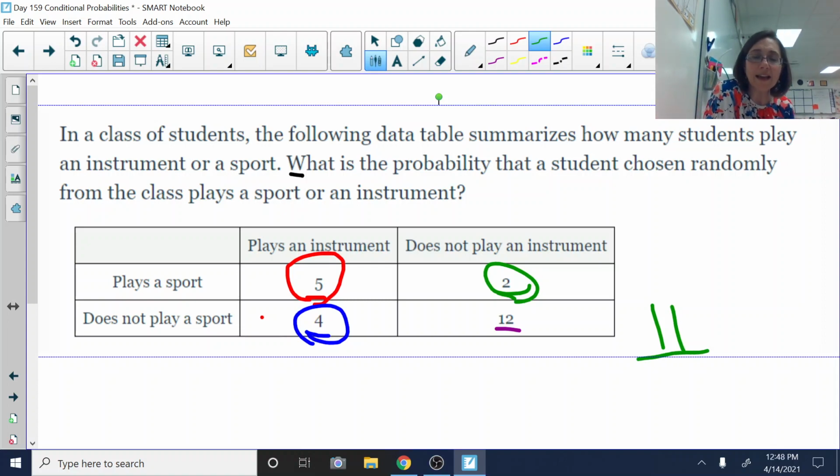Now, how many kids are in this class? There's those 11 that I have circled, but then there's also those 12. So if you count those up, 11 plus 12 would be 23 kids.